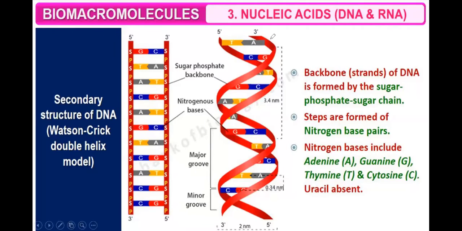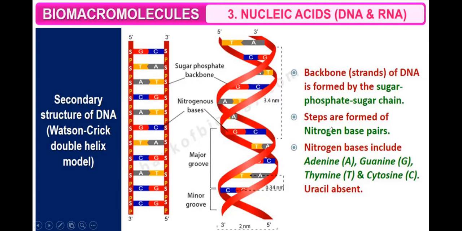This is the backbone, that is a strand. These are strands or backbones. This backbone, that is the strand of DNA, is formed by a sugar, phosphate, sugar chain. So here: sugar, phosphate, sugar, phosphate, sugar, phosphate, and so on.